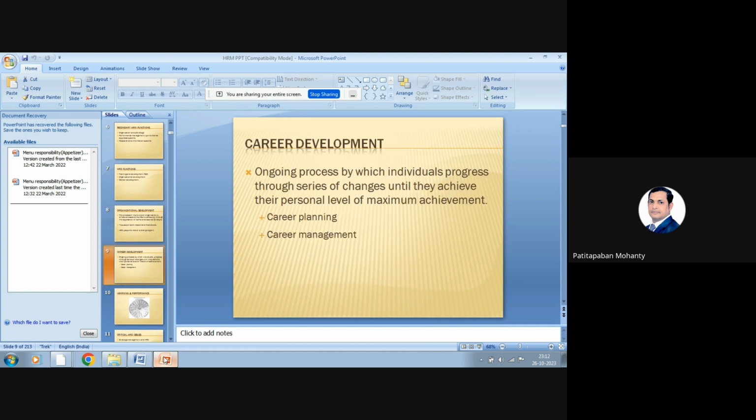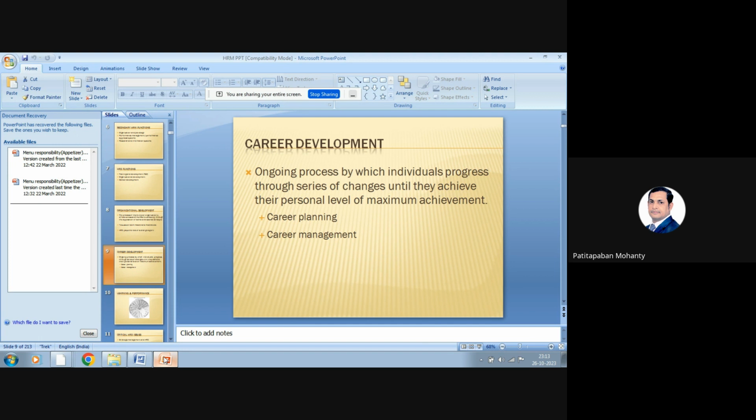Okay. The next is career development. As I have already told you, it is an ongoing process by which individuals progress through a series of changes until they achieve their personal level of maximum achievement. What is career development? How do you define career development? Career development is a kind of phase, a kind of stage that every individual passes through with a changing agent. That changing agent changes radically the behavioral aspects, the knowledge level, the awareness level, so that the employee or the staff gets ready to face the challenges of the future. So that is called your career development.